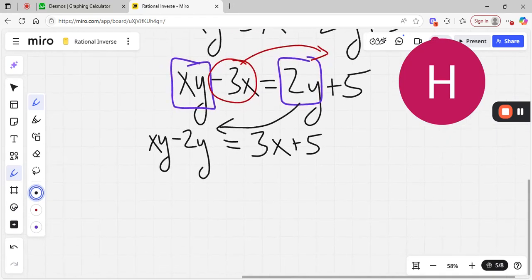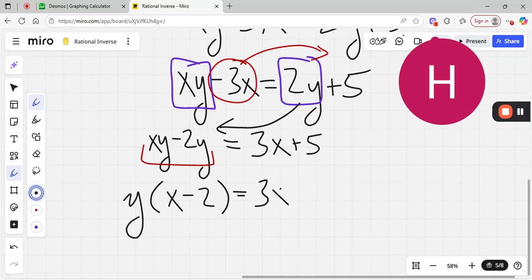Now we do want to factor the y out. Now that everything on the left side of the equation has y in it, I can factor the y out, and that's going to allow me to take these multiple terms with y in it and just extract y from all of them simultaneously.